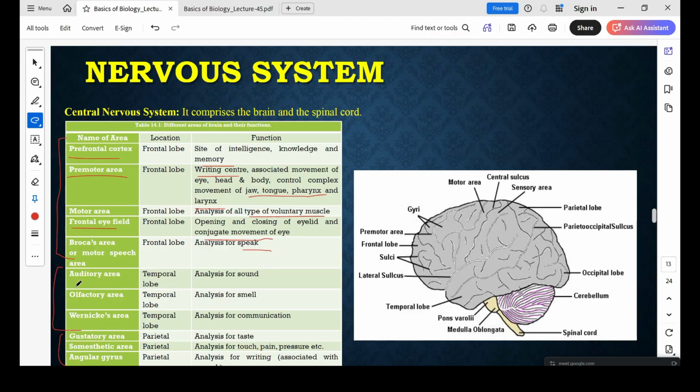Temporal lobe has auditory area, olfactory area, and vernix area. Auditory area is, as the name suggests, responsible for sound. Olfactory area, smell, and vernix area is responsible for communication. So anything with olfaction in it will be responsible for smell, or if it's auditory, then it's responsible for hearing or sound.